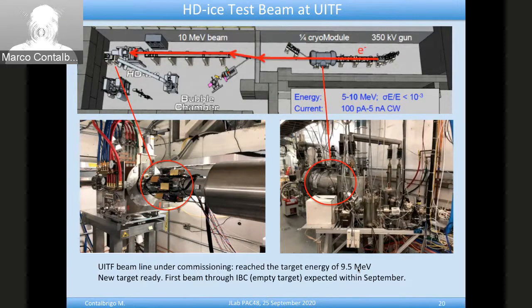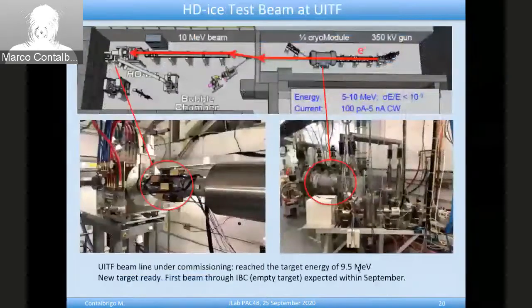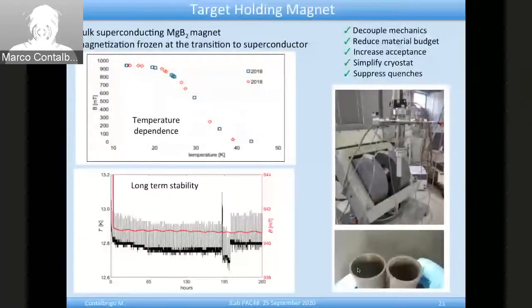And we expect, within this month, the beam inside our target cryostat. The last item is the magnetic system, which is quite non-trivial for such a kind of target because it works within the CLAS12 central solenoid. At the time of the proposal, we developed a traditional superconducting solution.